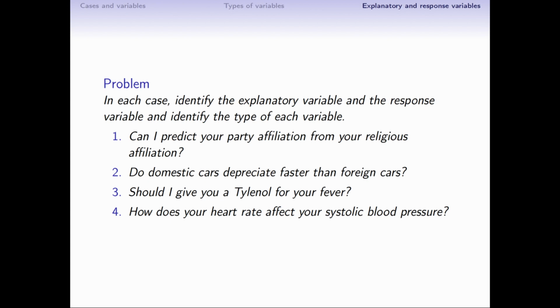I'm trying to understand how knowing which of those 2 categories you're in is helping me explain how your car is depreciating. So our explanatory variable in this case is which category of car do you have, and our response variable is the rate with which your car is going to lose value. All right, so we have a categorical explanatory variable and a quantitative response variable.